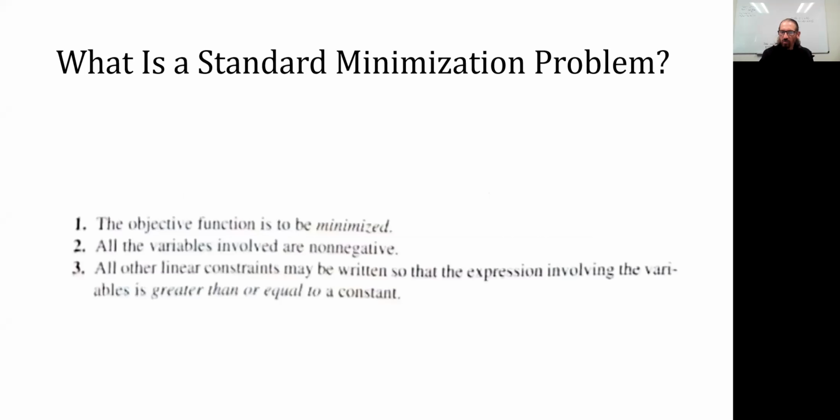So a standard minimization problem, obviously the objective function is to be minimized, but also your variables are non-negative. And if you put your other constraints besides the non-negativity constraints into standard form, then you would have them greater than or equal to a constant, which I can't remember for sure, but perhaps that constant needs to be non-negative as well.